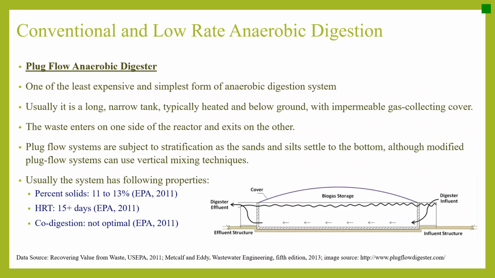Plug flow anaerobic digester. It is one of the least expensive and simplest forms of anaerobic digestion system. Usually it is a long, narrow tank, typically heated and below ground, with an impermeable gas collecting cover. The waste enters on one side of the reactor and exits on the other. Plug flow systems are subject to stratification as the sands and silts settle to the bottom, although modified plug flow systems can use vertical mixing techniques.